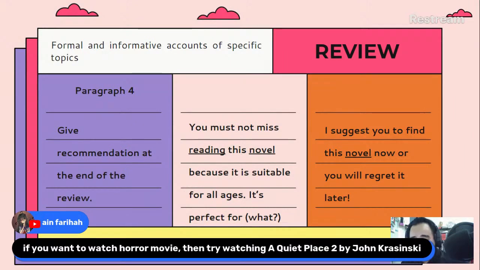Okay, we have another one coming in. If you want to watch horror movie, then try watching A Quiet Place 2 by John Krasinski. Okay, this is a wonderful movie as well.